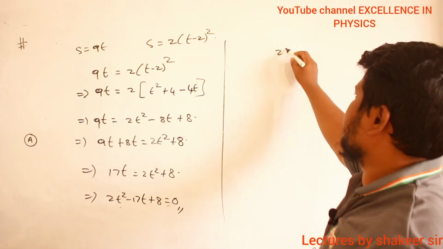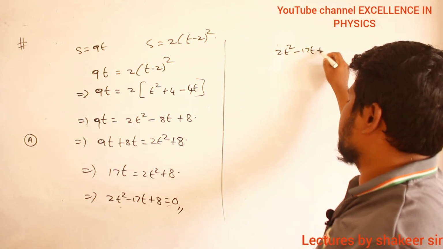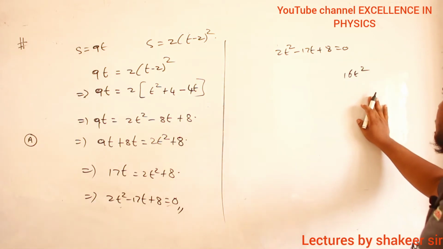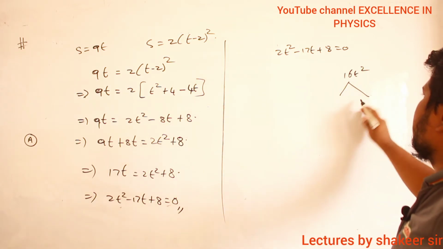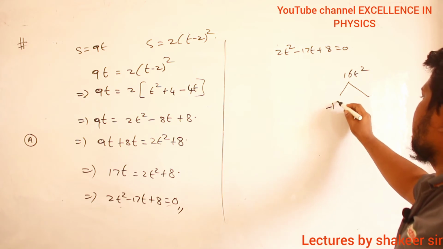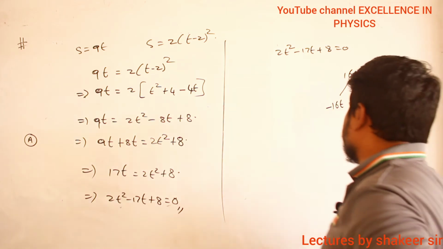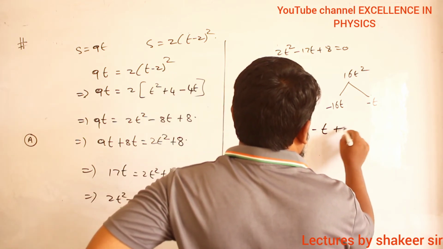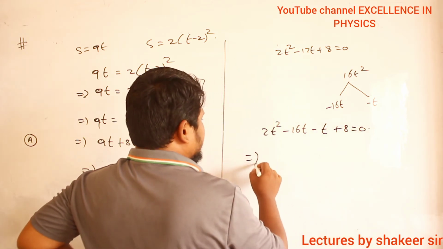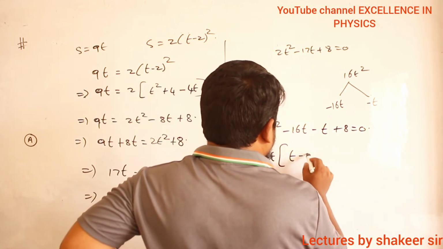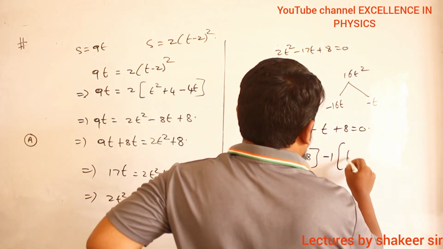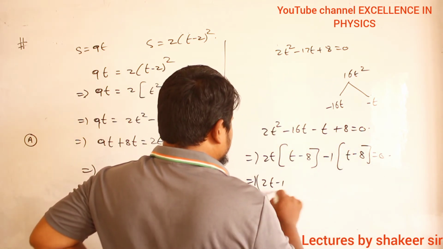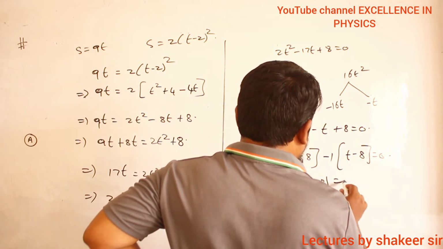Is this the relation which we got? 2t square minus 17t plus 8 is equal to 0. So 17t can be written as 16t plus t, so 2t square minus 16t minus t plus 8 is equal to 0. Clear no? So 2t if I take common, t minus 8, minus 1 if I take common, t minus 8 is equal to 0. So therefore 2t minus 1, t minus 8 is equal to 0.